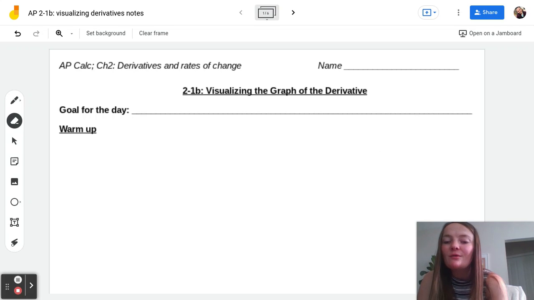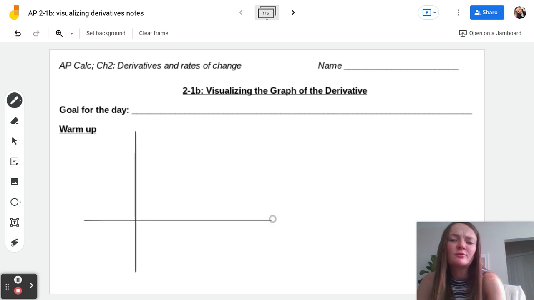Hi guys, so today we're going to go through 2-1-B, visualizing the graph of the derivative. Yesterday we talked about what it means for something to be a derivative, and we said that a derivative is basically the slope of a tangent line. So we're going to skip the warm-up for today. I'm just going to remind you what that is.